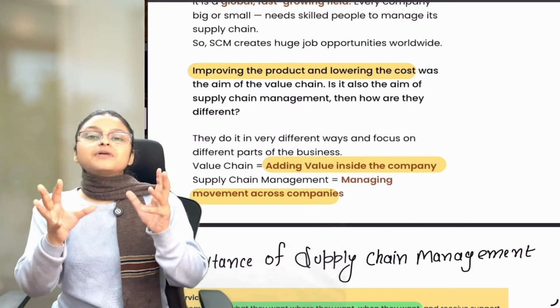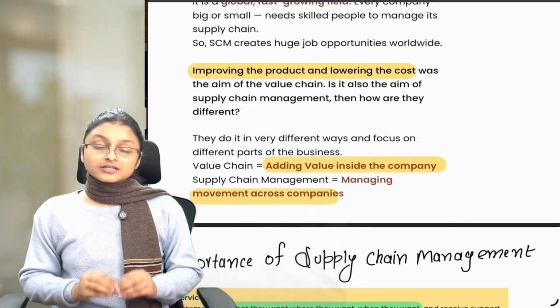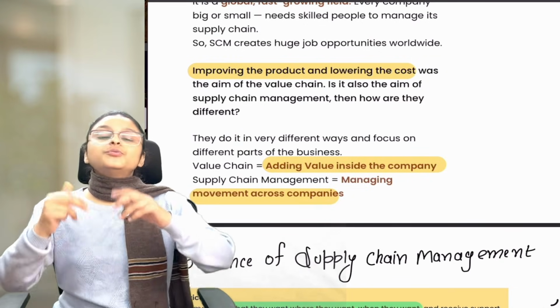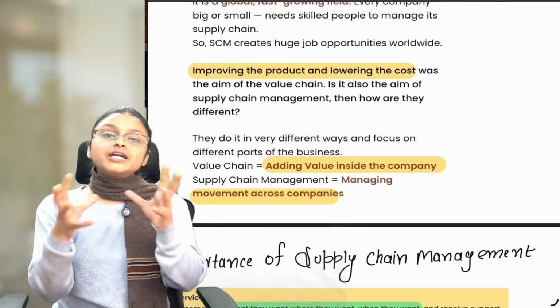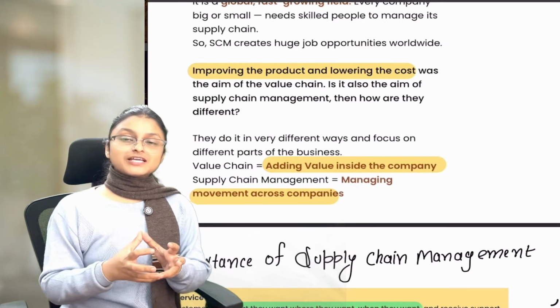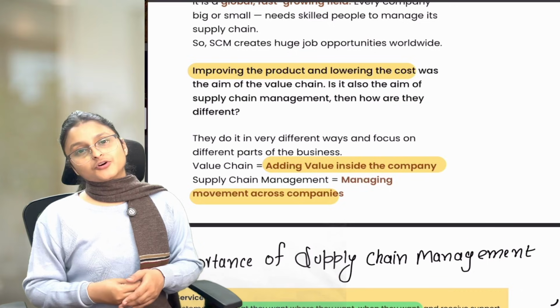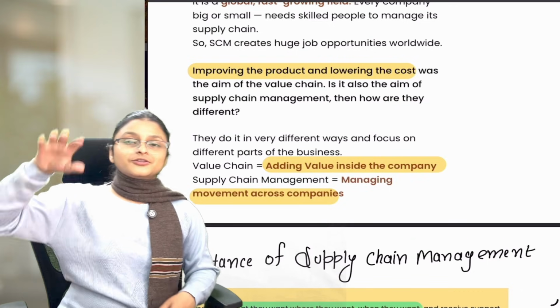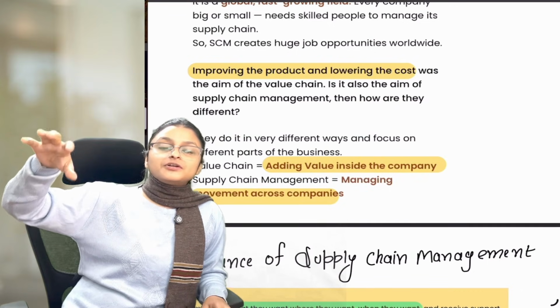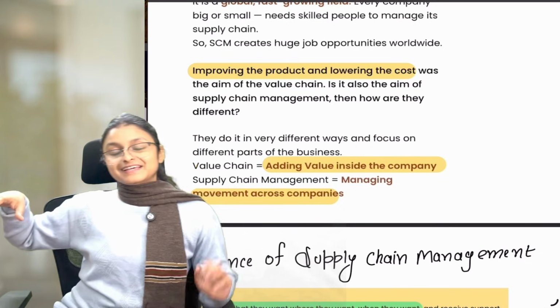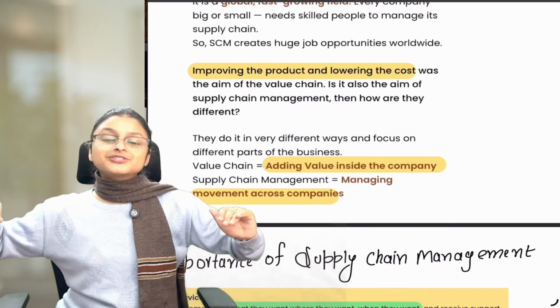Though both of them are providing the same output, they are doing it differently, and getting the advantage of both value chain and supply chain will be really helpful for the organization. Think about it. Through value chain also you are able to reduce some type of cost. In supply chain also you are able to reduce some type of cost.